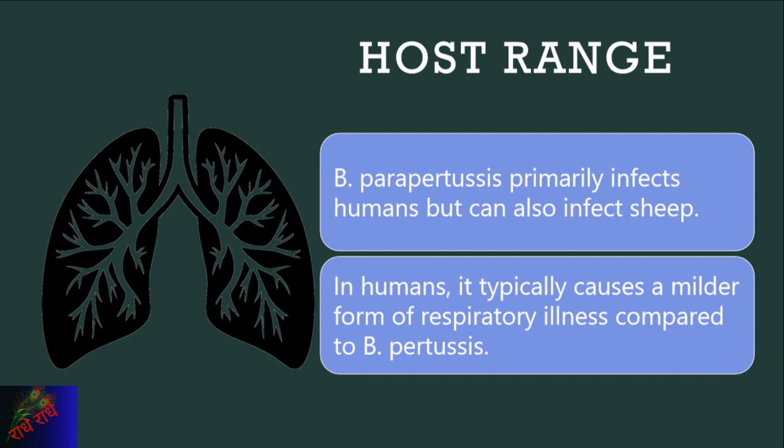Bordetella parapertussis primarily infects humans and sheep alike. It commonly resides in the respiratory system and requires specialized media for culturing. It's a milder form of respiratory illness than that of B. pertussis, although it can still cause discomfort. Fortunately, with the proper medical care, it's treatable.